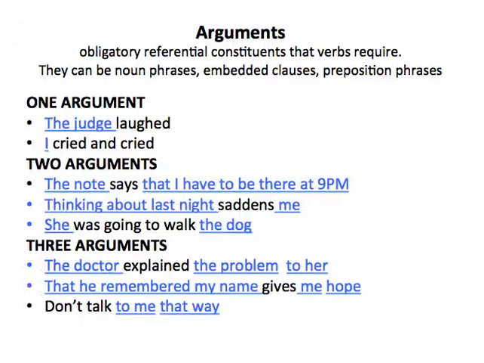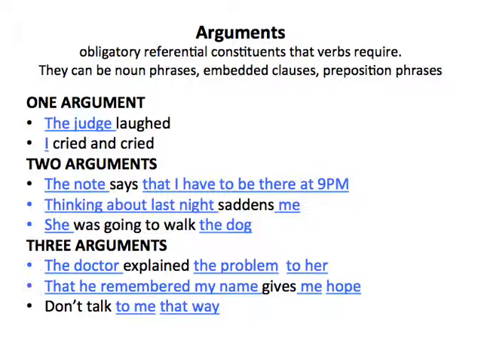So apart from the verb, what do you need to make that a sentence, or to make that sensible? Well, you need a subject, the judge, and that's an argument. So this is a one argument verb. A lot of intransitive verbs that don't take objects, don't need objects, can be considered one argument verbs. I cried and cried.